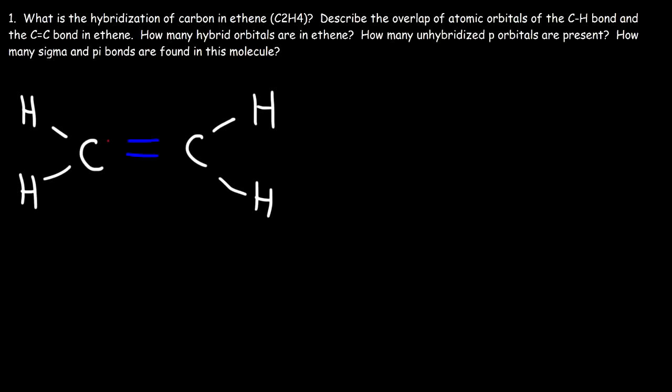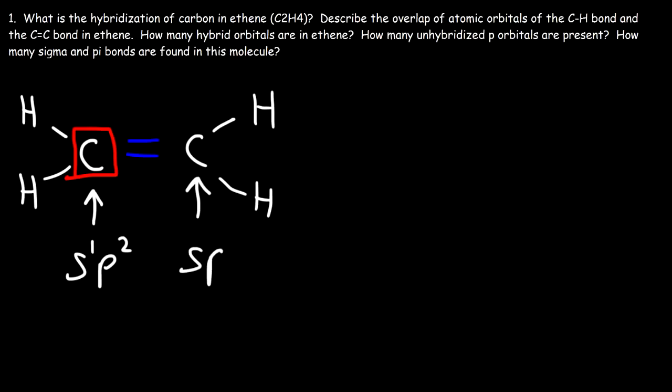So what is the hybridization of carbon in this structure? Focusing on that carbon, we can see that it's attached to 3 other atoms, and so its steric number is 3. As a result, the hybridization for that carbon is going to be sp2, or s1p2. 1 plus 2 is 3. So this carbon must be sp2 as well. And this hydrogen has an s orbital.